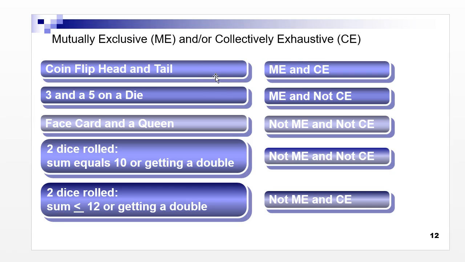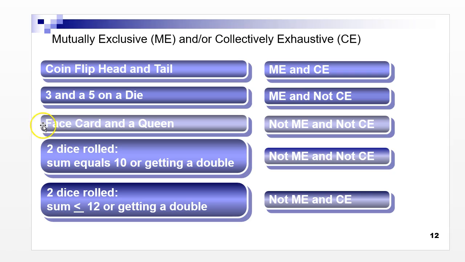And we saw that on another slide. The same thing with the next example where we're talking about a die. Here we're talking about a 3 and a 5. Now they're mutually exclusive because you cannot get a 5 and a 3 on a die at the same time. The probability of a 3 and a 5 is 0. This is not a collectively exhaustive set because that would mean a 3 or a 5 would have to equal 100%, and it doesn't because we're missing the 1, 2, and the 4, 6. All right, so it's not the collectively exhaustive set.